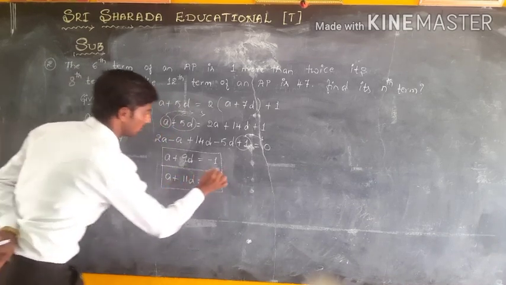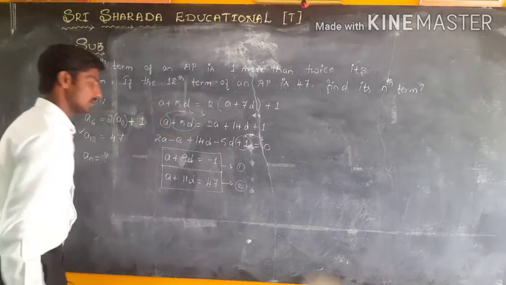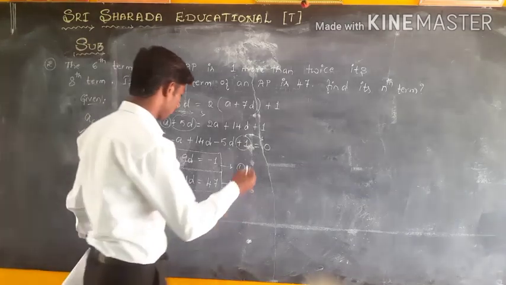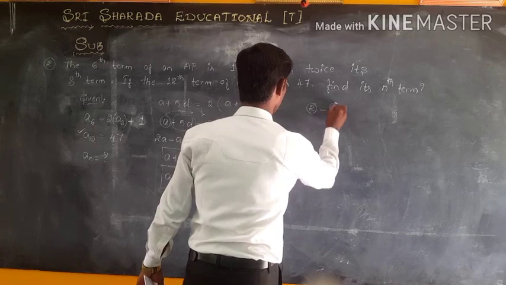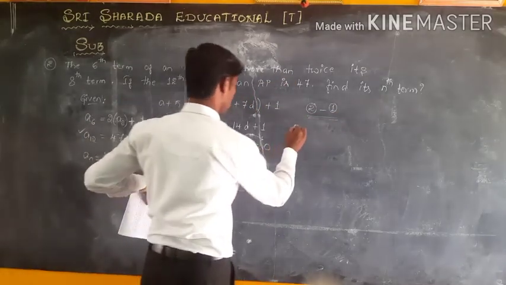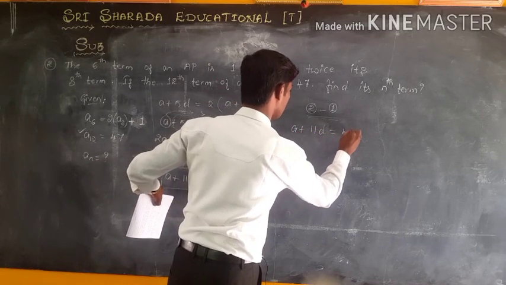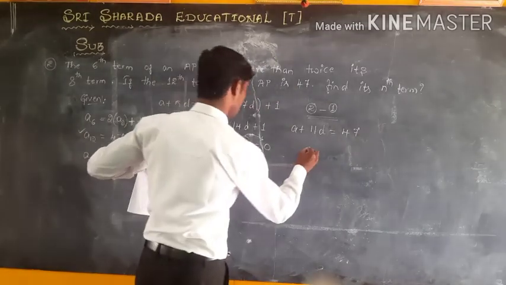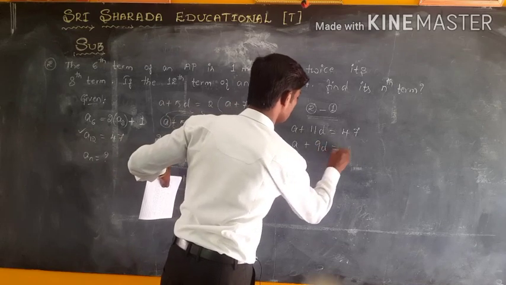So here I have two equations, equation number 1 and equation number 2. Solve these two equations in two variables. That is what I will do: equation number 2 minus equation number 1. So first I will write A plus 11D is equal to 47, and second, A plus 9D is equal to minus 1.